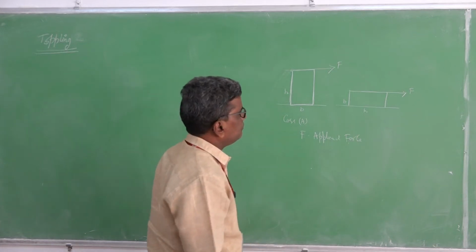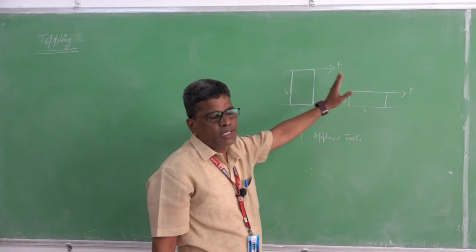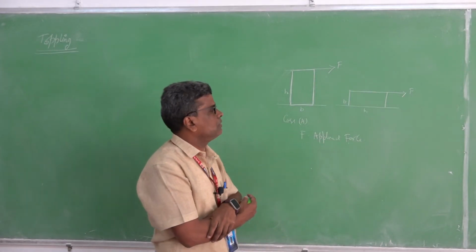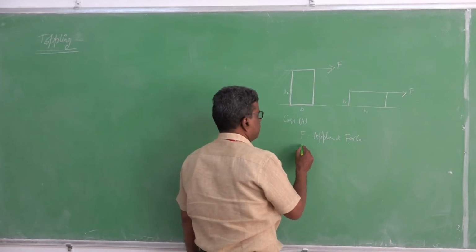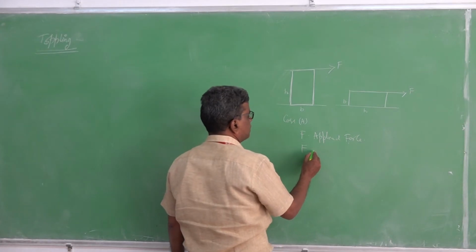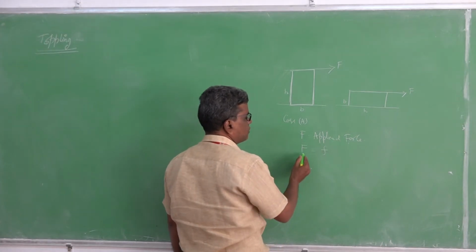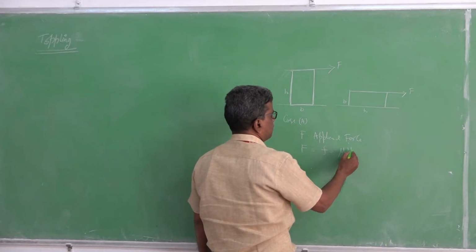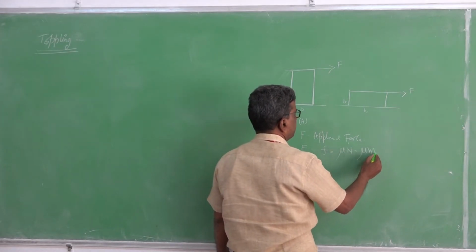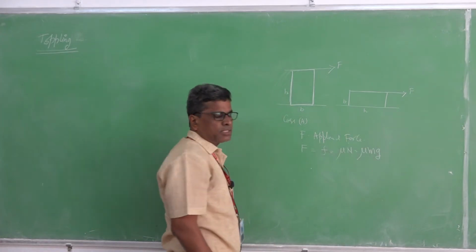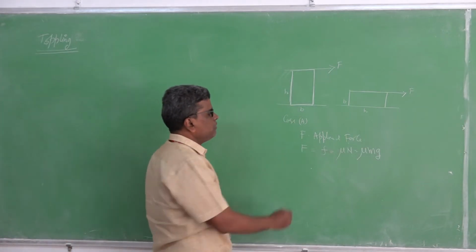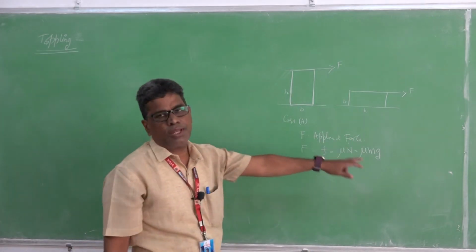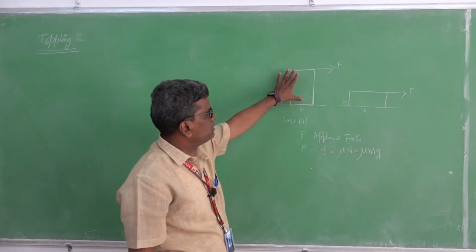Let us assume this body is in translatory motion. This is the minimum force to cause motion. That means this applied force causes motion, and it should be equal to the frictional force, that is equal to mu mg, where m is the mass of the object. So the minimum force required to move this object is mu mg. That means there is sufficient friction.